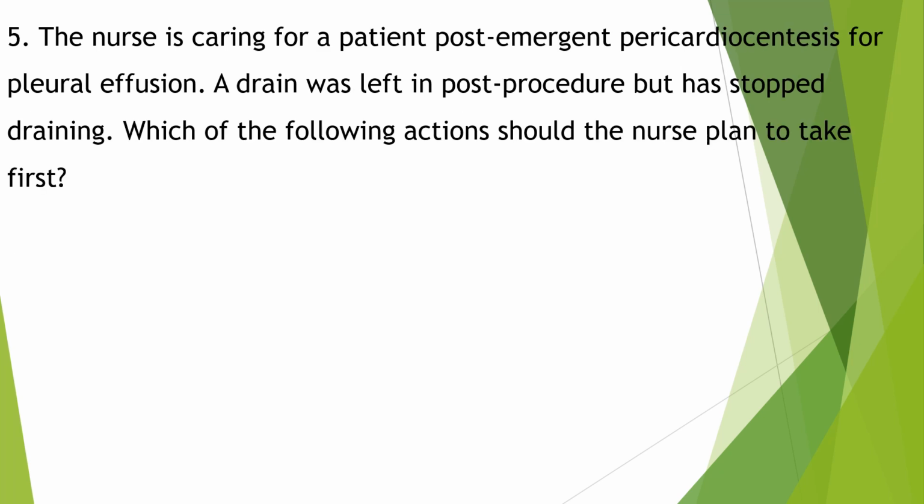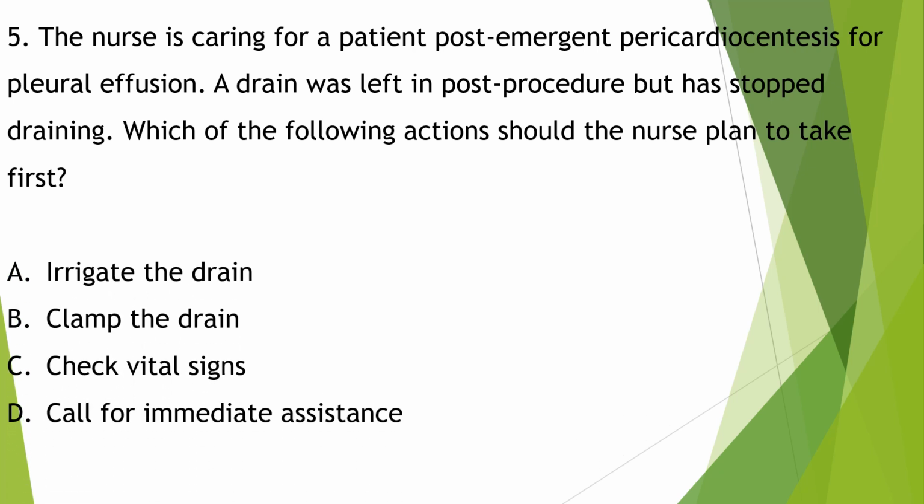The nurse is caring for a patient post-emergent pericardiocentesis for pleural effusion. A drain was left in post-procedure but has stopped draining. Which of the following actions should the nurse plan to take first? Irrigate the drain, clamp the drain, check vital signs, call for immediate assistance. Irrigating the drain is contraindicated because it can result in infectious risk, and clamping is contraindicated because it will worsen the matter by cutting off the ability to drain. We need to call for assistance, but the main thing we need to do is check the vital signs.